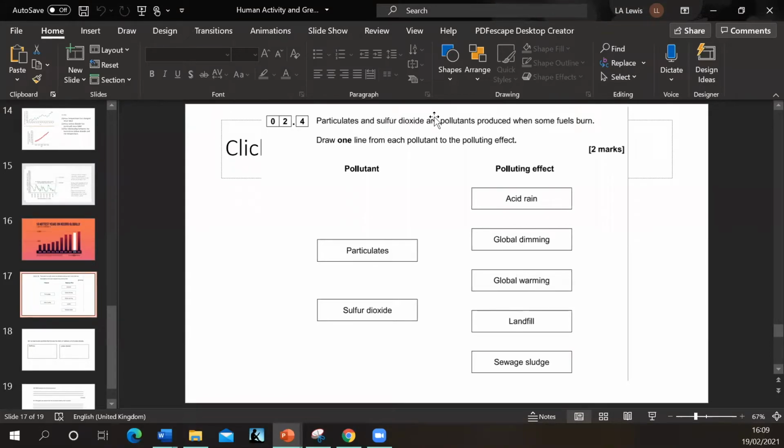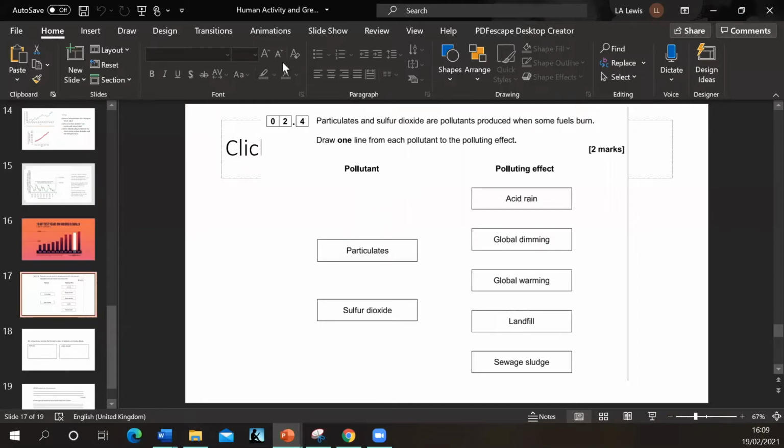So particulates and sulfur dioxide are pollutants produced when some fuels burn. So not greenhouse gases, but they're pollutants, and this will get mixed in with your question. They will try and trick you, so I've included this one. Pollutant, but they're not greenhouse. Particulates are things like soot and sort of particles.